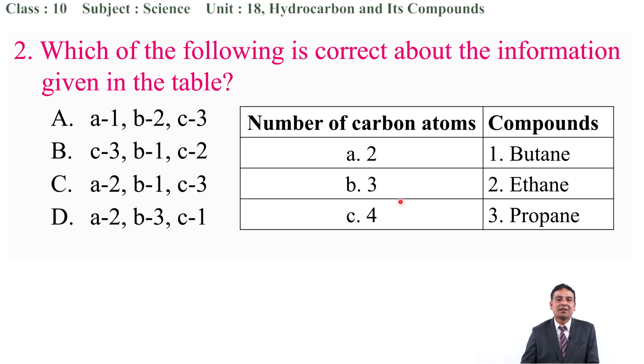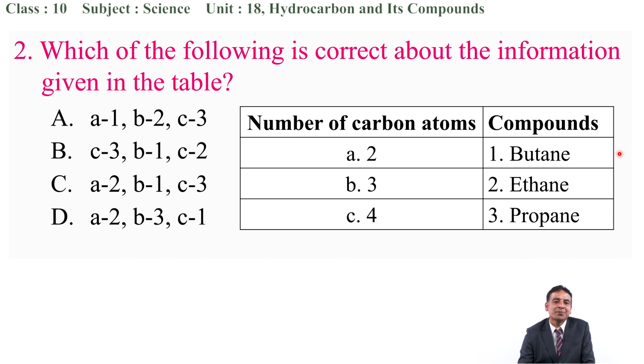As you discussed in today's class, in ethane, how many carbons did you find at that time? Yes, 2. In propane, 3. In butane, there were 4 carbon atoms. So you just have to match these relations. If you go through the first option, A1, that means 2 carbon is butane. The hydrocarbon which has 2 carbon atoms, does it represent butane? No. If the first one is incorrect, it is not necessary to see the other relations.